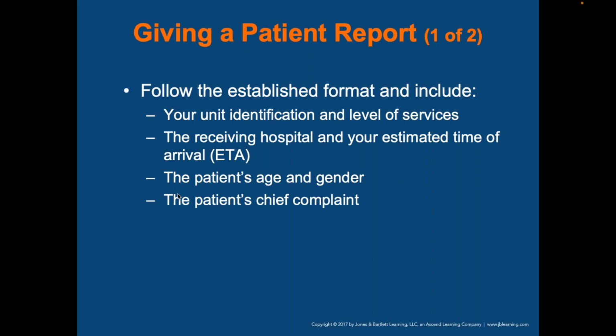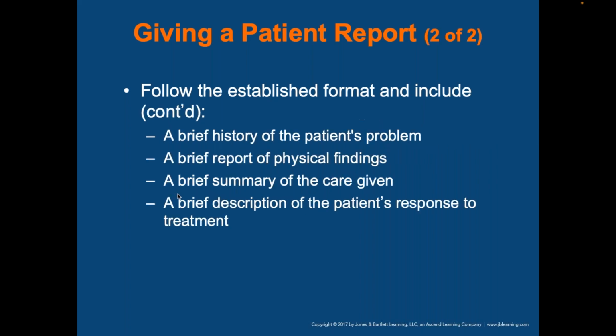So when giving a patient report, follow the established format and include your unit identification number and level of service. So this is Lebanon Ambulance 1 coming in at the medic level with a 10-minute ETA of a 65-year-old patient complaining of chest pain. Patient stated the chest pain started 2 hours ago, sudden onset, about a 10 on 10, crushing pain in the chest. I've got an IV established, given nitro and aspirin with minor relief. EKG showed this, vital signs are this, and we're about 10 minutes out. Any other comments or concerns?